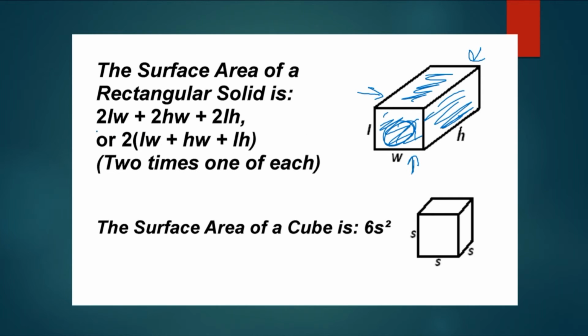So you need 2 times the one of each, however you want to get there. Some people like this: 2 times length width plus 2 times height width plus 2 times length height. I personally like this next one better: length width plus height width plus length height, all times 2. To me, it's a little bit more clean.